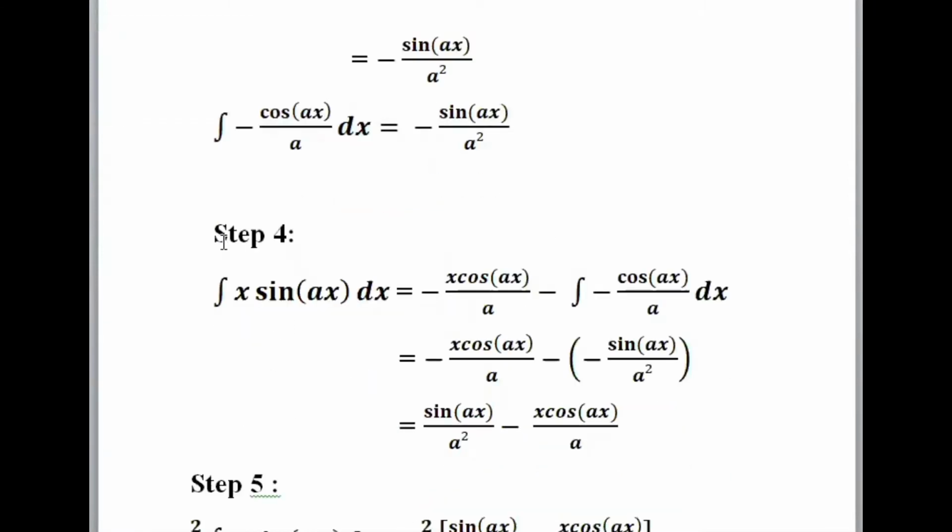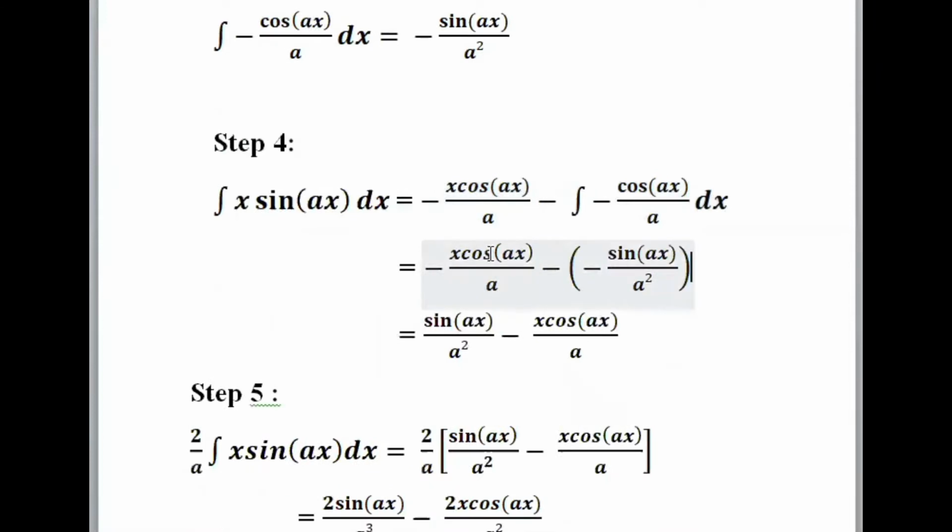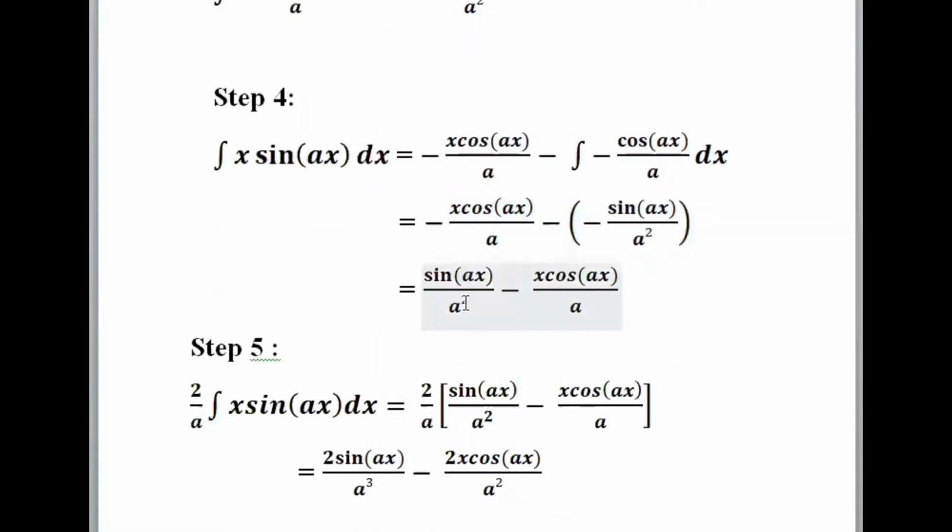For step 4, after we got the value for integrate negative cos ax over a dx, we can solve integrate x sine ax dx. Write back the equation, which is negative x cos ax over a minus integrate negative cos ax over a dx. We got negative x cos ax over a minus negative sine ax over a square, and the answer is sine ax over a square minus x cos ax over a.